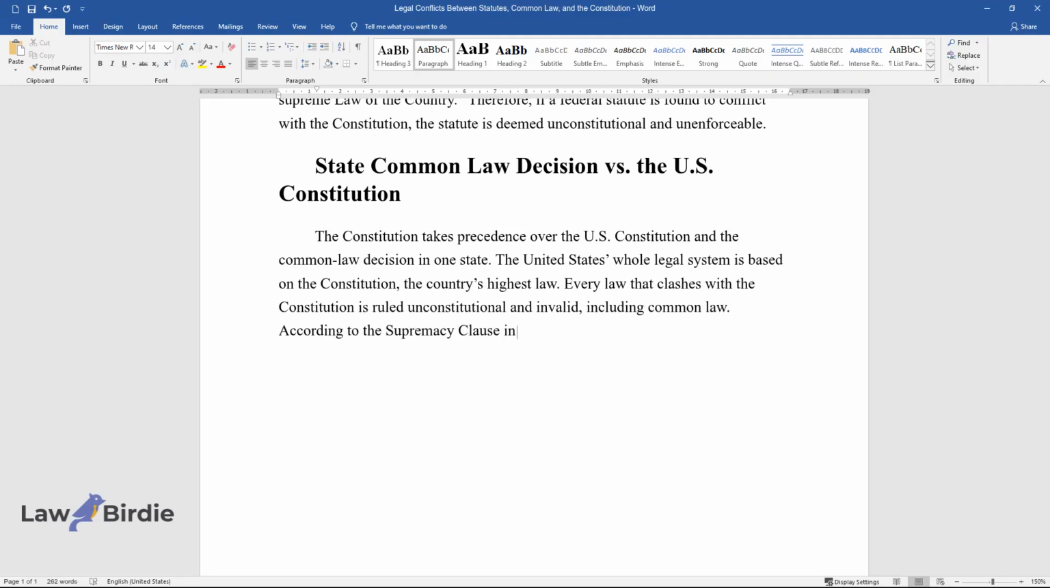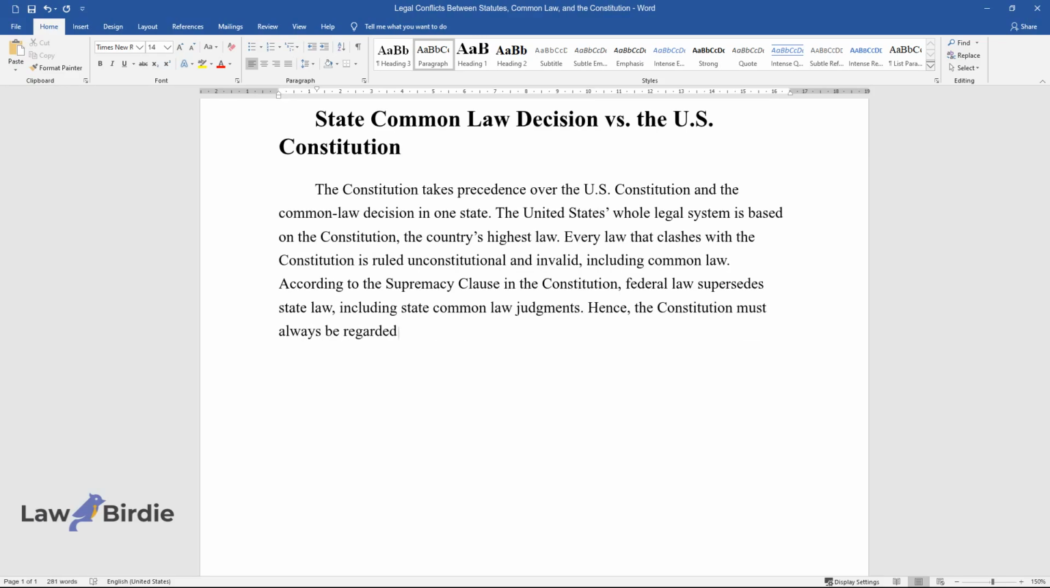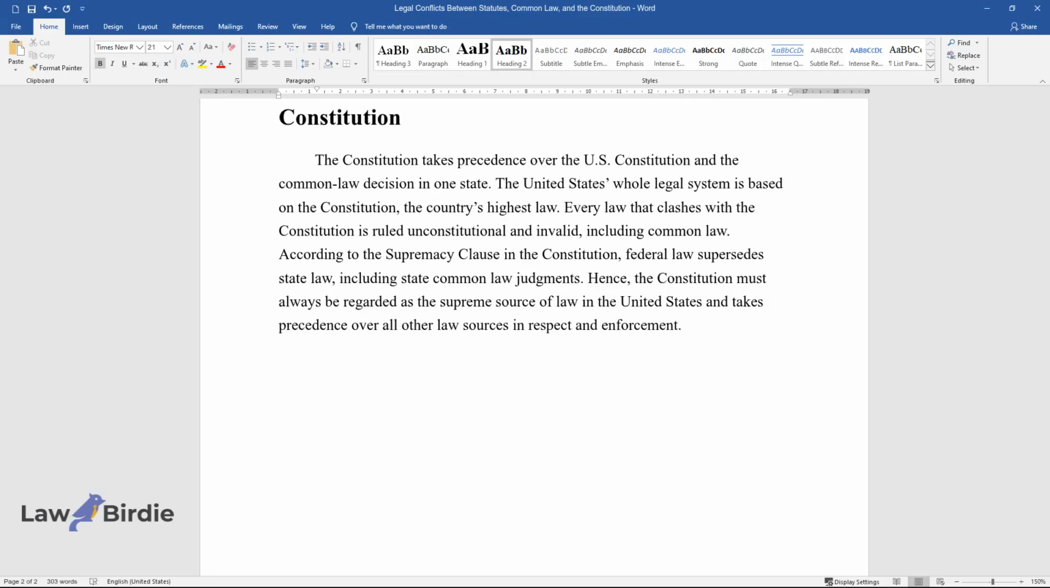According to the Supremacy Clause in the Constitution, federal law supersedes state law, including state common law judgments. Hence, the Constitution must always be regarded as the supreme source of law in the United States and takes precedence over all other law sources in respect and enforcement.